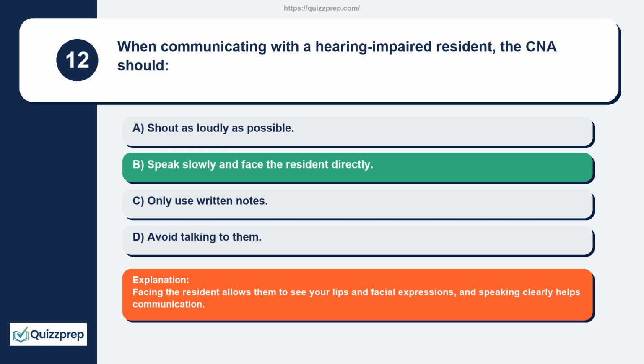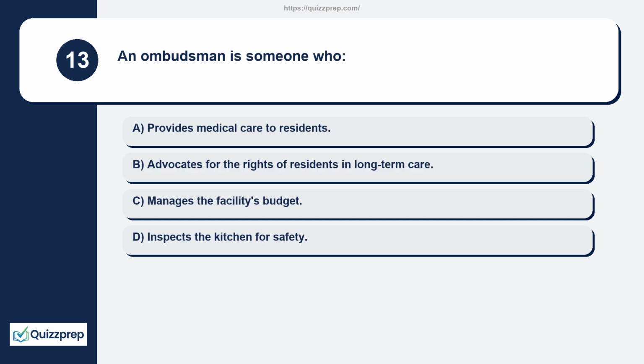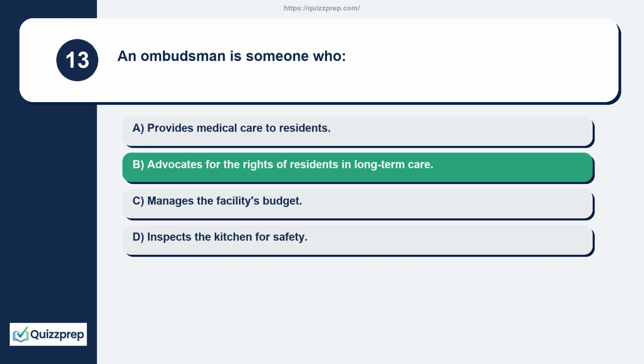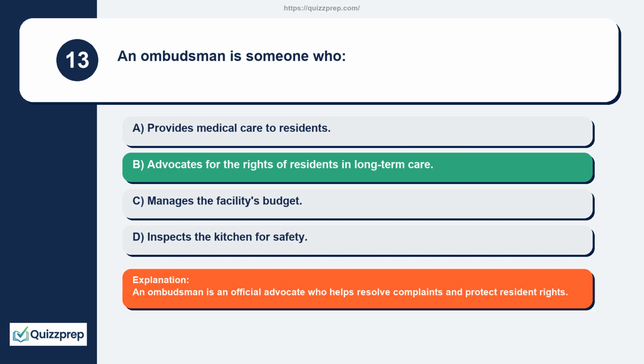communication. Question 13. An ombudsman is someone who provides medical care to residents, advocates for the rights of residents in long-term care, manages the facility's budget, inspects the kitchen for safety. An ombudsman is an official advocate who helps resolve complaints and protect resident rights.